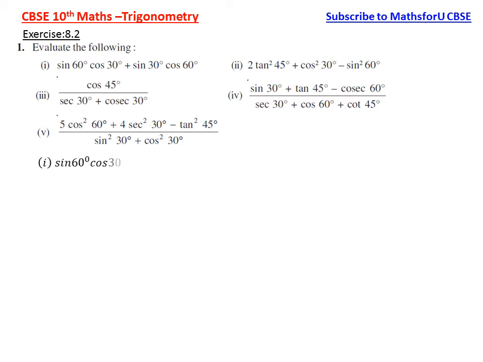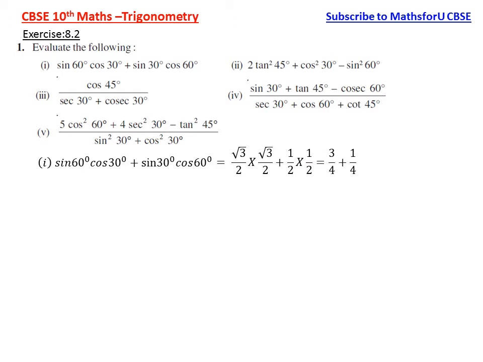You are given sine 60 degree cos 30 degree plus sine 30 degree into cos 60 degree. We need to find out the value for this. So now we are going to substitute the values of sine 60, cos 30, sine 30 and cos 60. Sine 60 will be root 3 by 2, cos 30 also root 3 by 2, and sine 30 is 1 by 2 and cos 60 is also 1 by 2. So when we multiply this, we get root 3 into root 3 is 3, 2 into 2 will be 4, that is 3 by 4. And here 1 into 1 will be 1, 2 into 2 will be 4, 1 by 4, that is 3 by 4 plus 1 by 4.